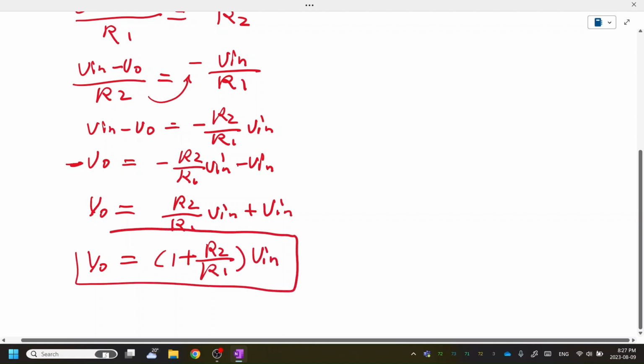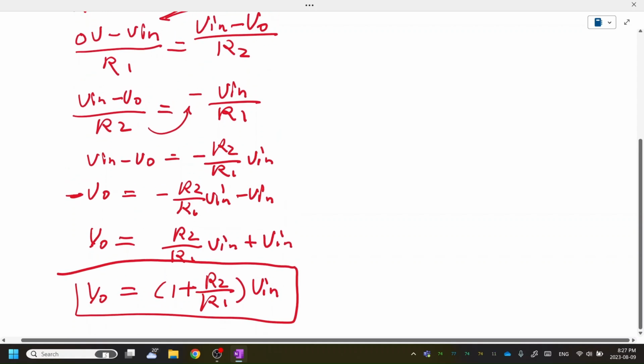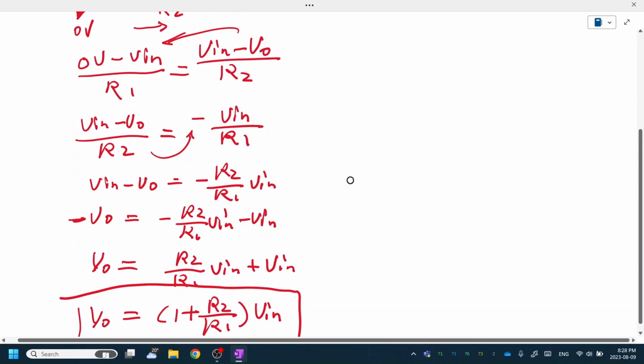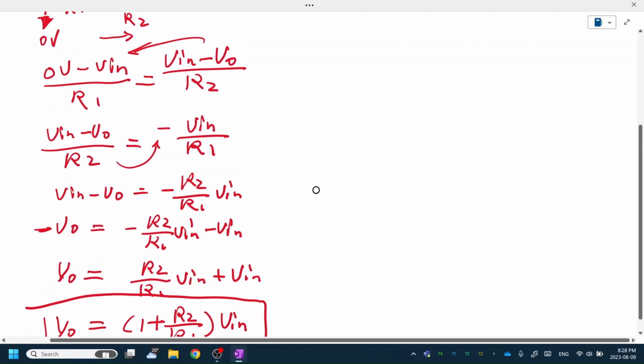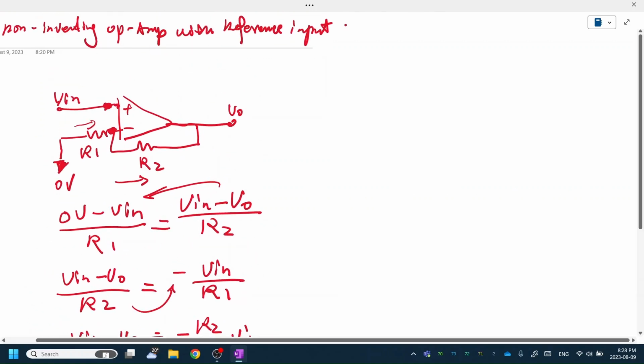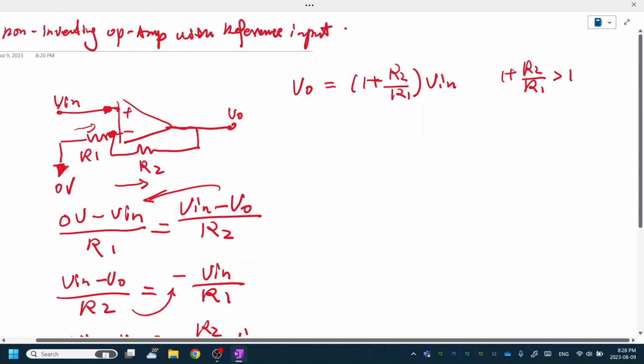Okay, we are familiar with this. It is the basic equation, the transfer function for a non-inverting input op-amp. So rewrite this over here: V out equals (1 plus R2 divided by R1) times V in. So the amplification is always bigger than 1. So 1 plus R2/R1 is always bigger than 1. Okay. Now let's think about the case.